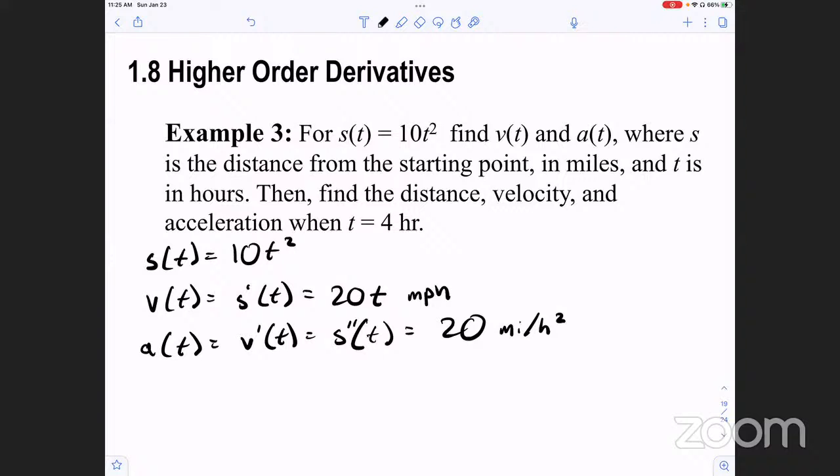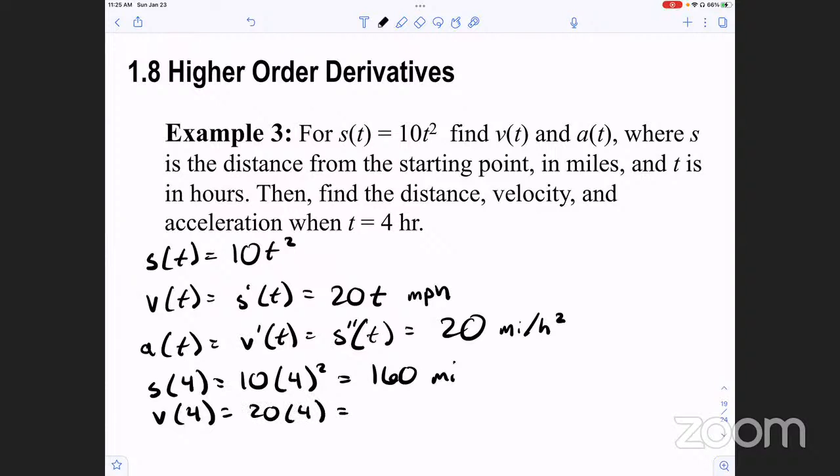Now when t is 4, s of 4 is 10 times 4 squared, 16, so 160. They should have traveled 160 miles. And the speed after 4 hours should be 80 miles per hour.